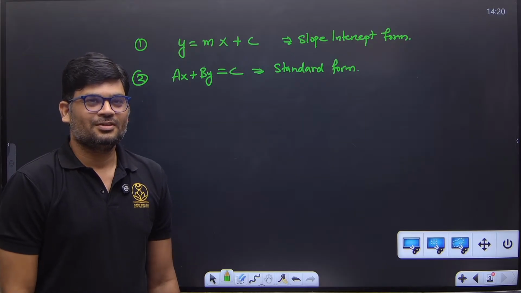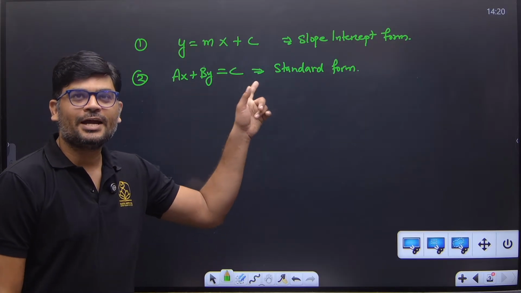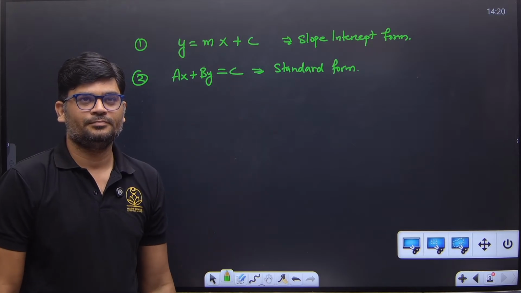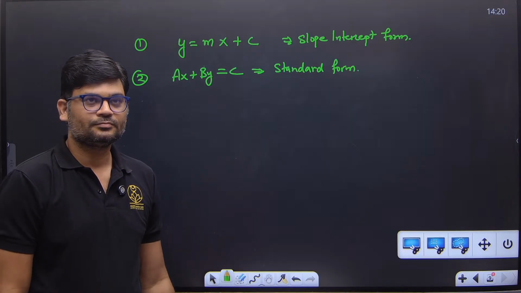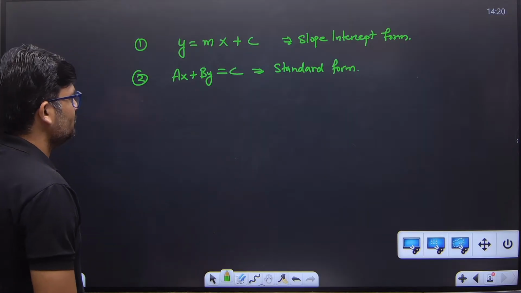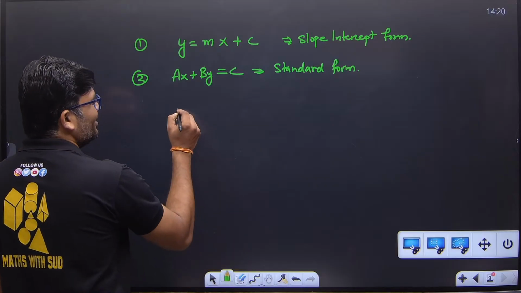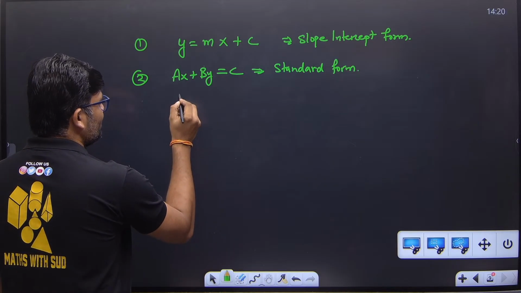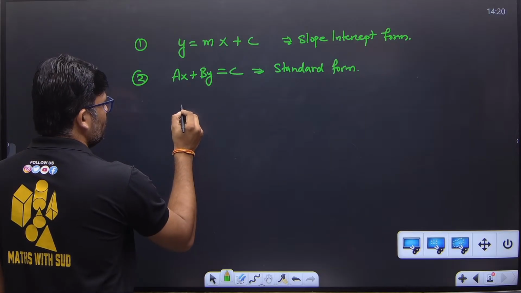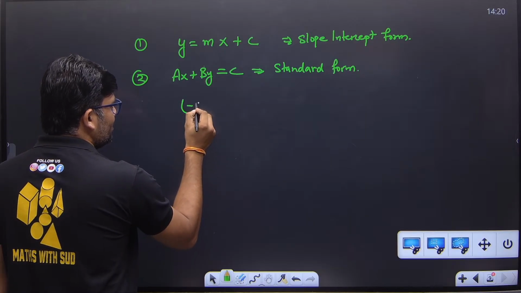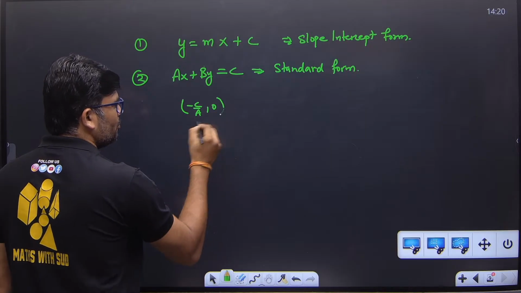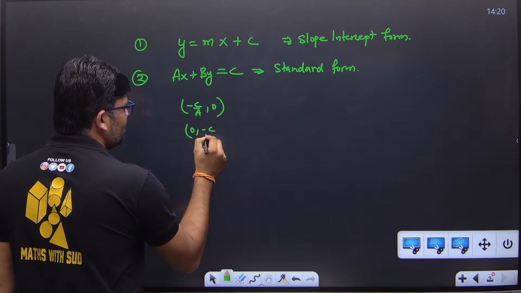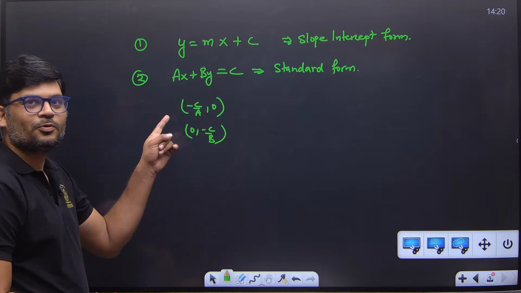So how to draw the graph for this kind of equations? You know how to draw the graph of these kinds of equations? Yeah, I can find the value of the point on the x-axis by keeping y as 0. Very good. So you can have 2 points. If I put y is equal to 0, the point is going to be minus c by a comma 0, and the other point will be 0 comma minus c by b. See, these are the 2 points.